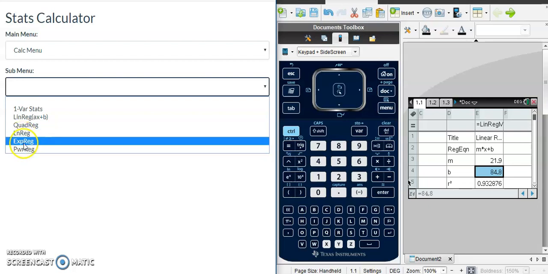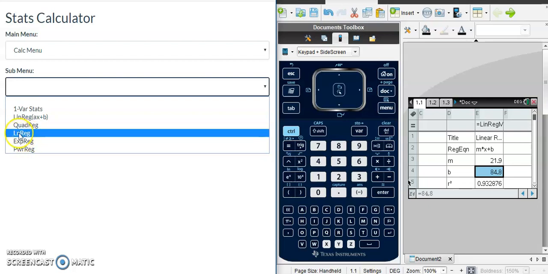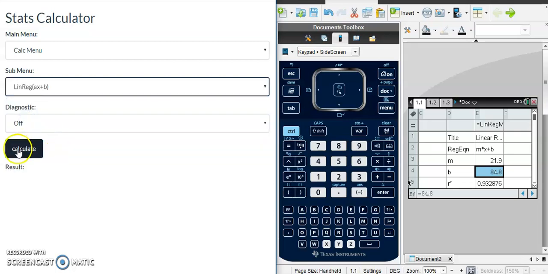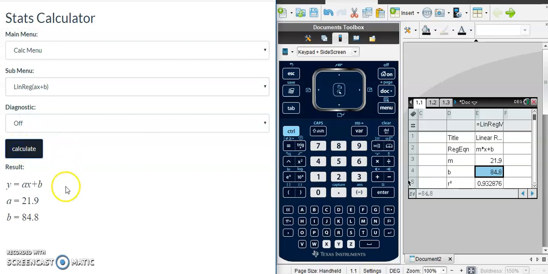Kind of goes along with exponential. This would be something that you would potentially dive into further in Algebra 2. So here's our linear regression, ax plus b. That's what I'm going to choose. I'll click Calculate. And then if you notice, here's my 21.9, there's my 84.8, and those values match right there.